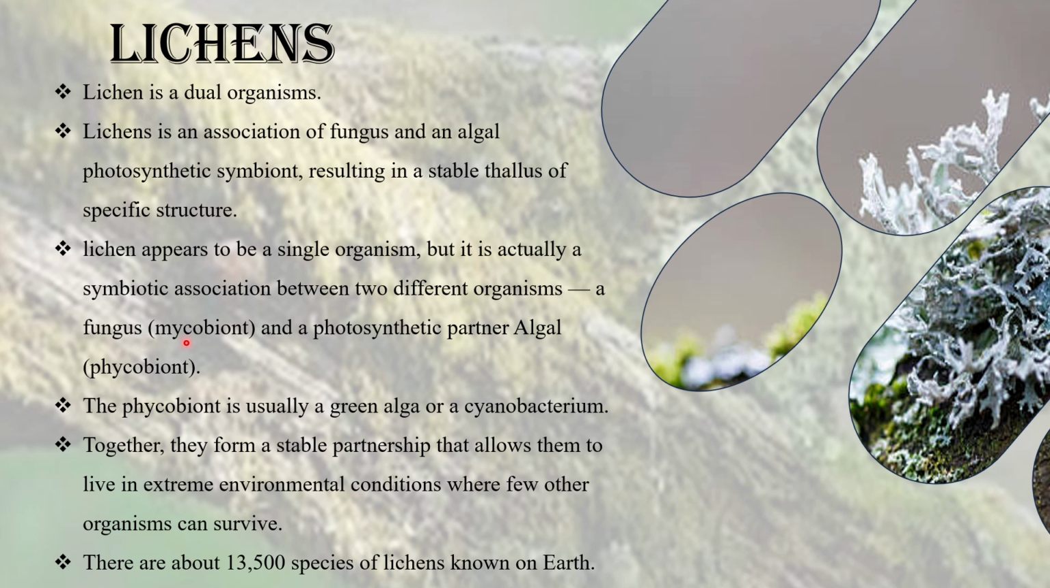A fungus, the mycobiont. Myco means fungus, biont means living. And the photosynthetic partner, algae, is called the phycobiont. Phyco means algae, biont means living. Phycobiont is usually a green algae or cyanobacterium. Together, they form a stable partnership that allows them to live in extreme environmental conditions. Over 13,500 species are now known worldwide.